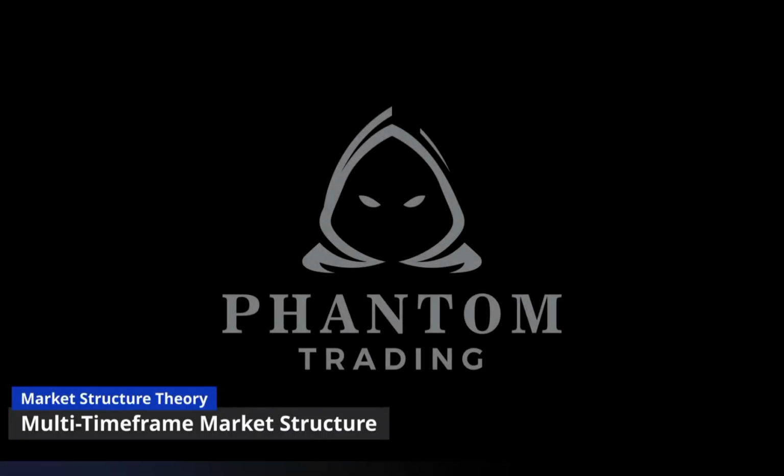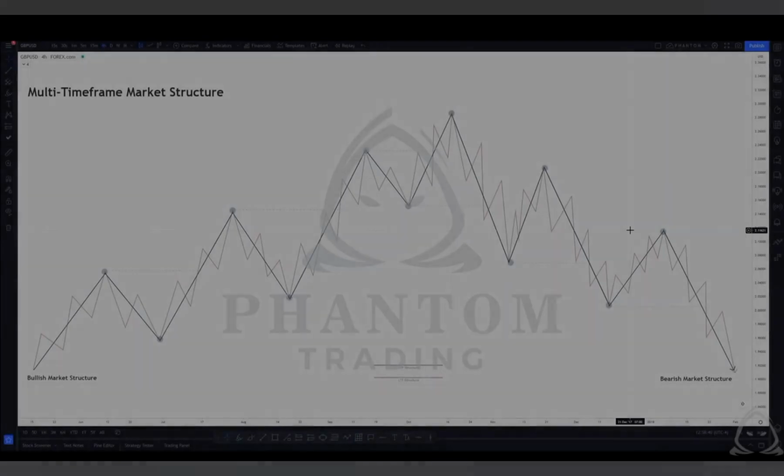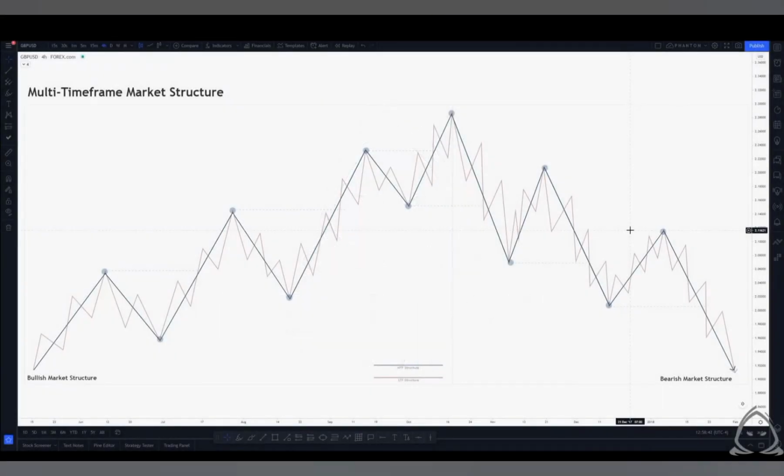Now that we understand what market structure is, how we can identify a bull or bear trend, and how it applies to supply and demand, the next logical step that we must take is understanding the multi-time frame level of market structure and how we're able to dissect a bear trend or a bull trend on the higher time frame and understand how the components apply fractally down onto the lower time frames.